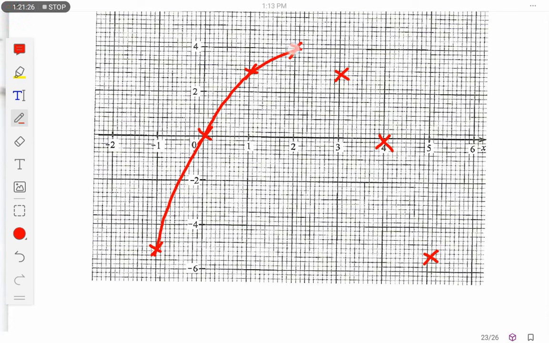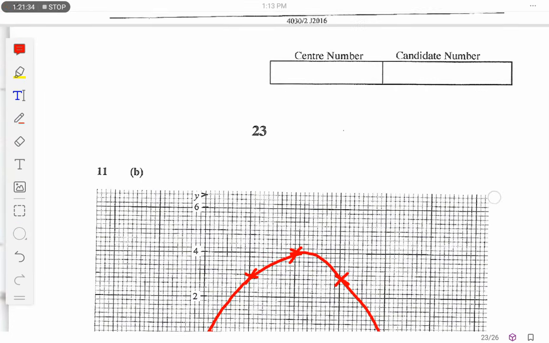I'll try my best. It should be a cup shape, smooth like that. Okay, we are done. Now let's go to the questions.